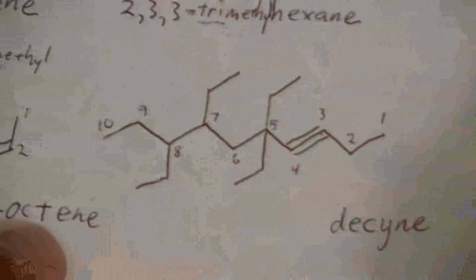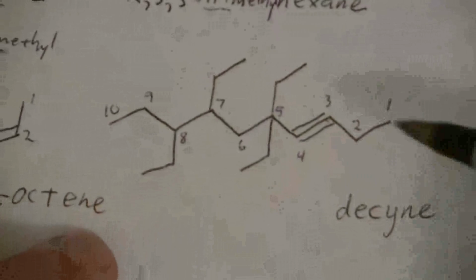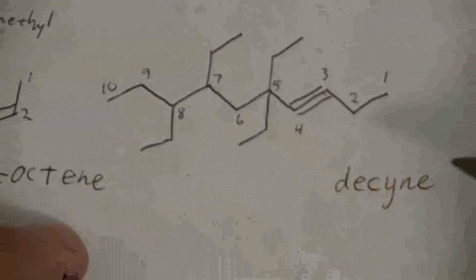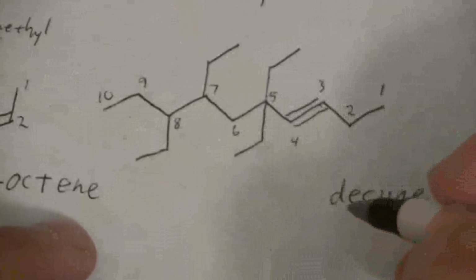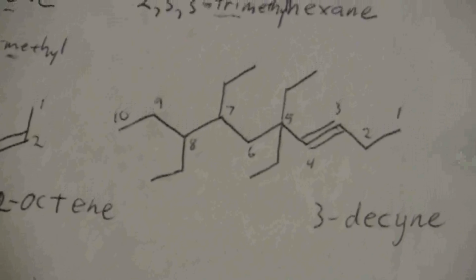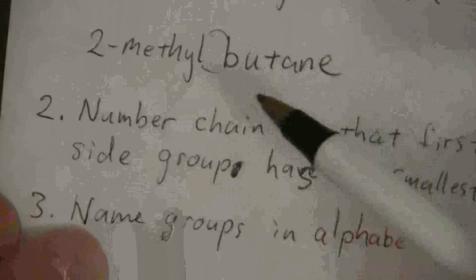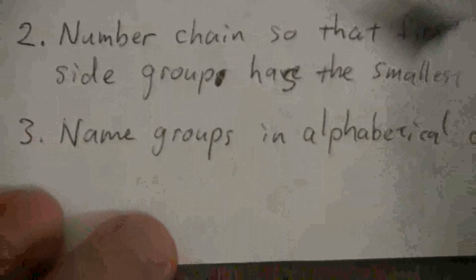But that's not something that you really need to know. You won't see an example like this on a test or homework. That's just for the sequence. Once we have our numbering given to us, that's the important part. All right, so this is a 3-decyne. Now the rest of this, we're just following our rules again, and we have now our second rule. We've numbered the chain, and now we name the groups in alphabetical order.